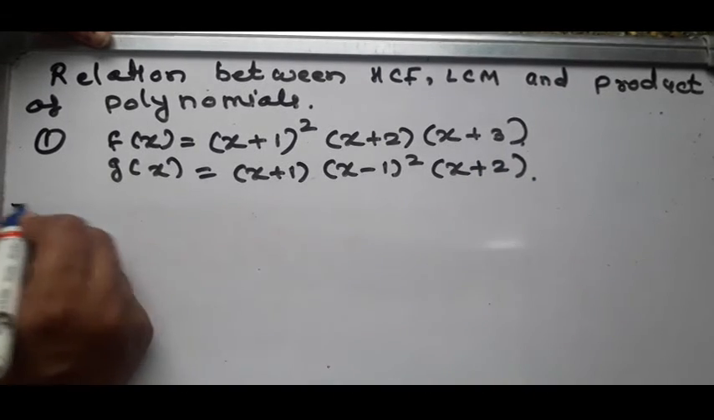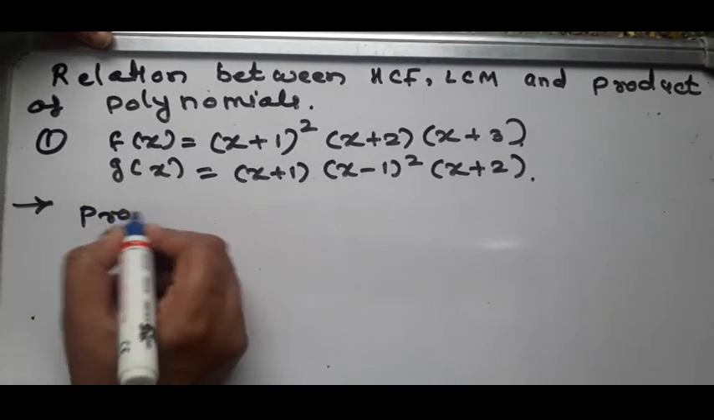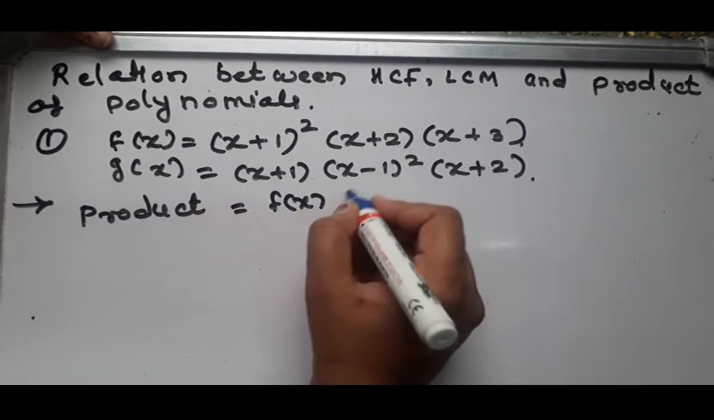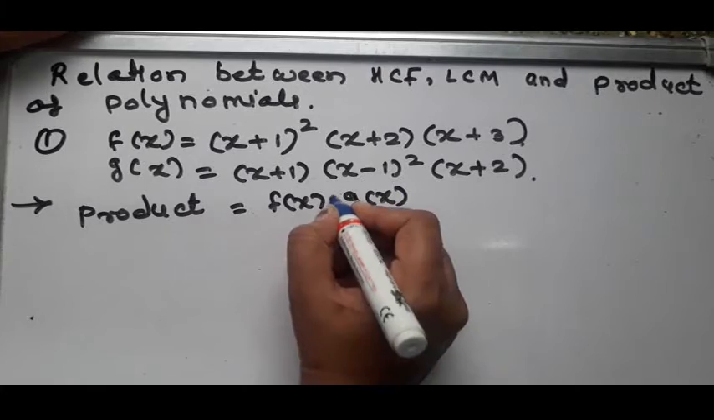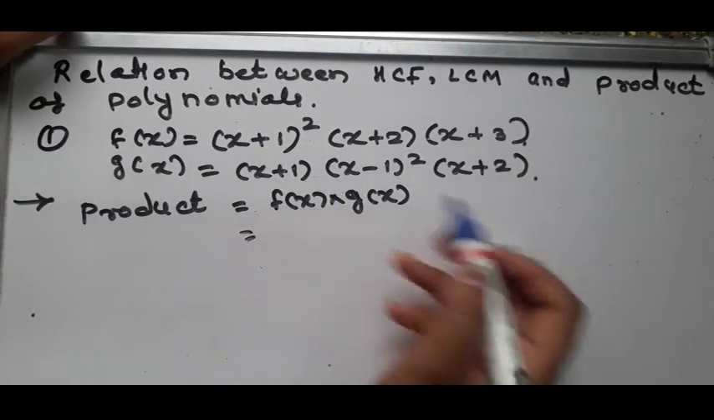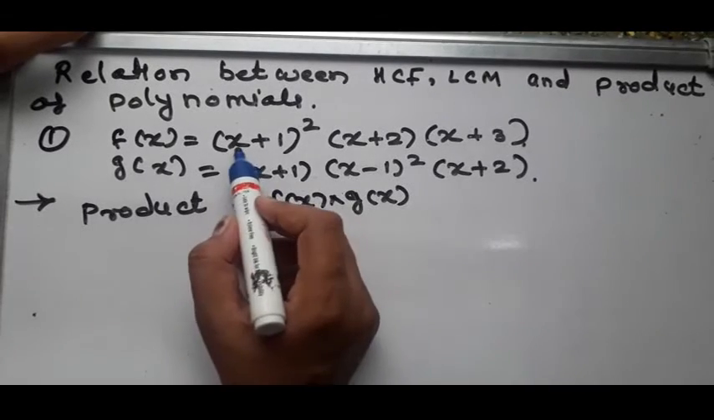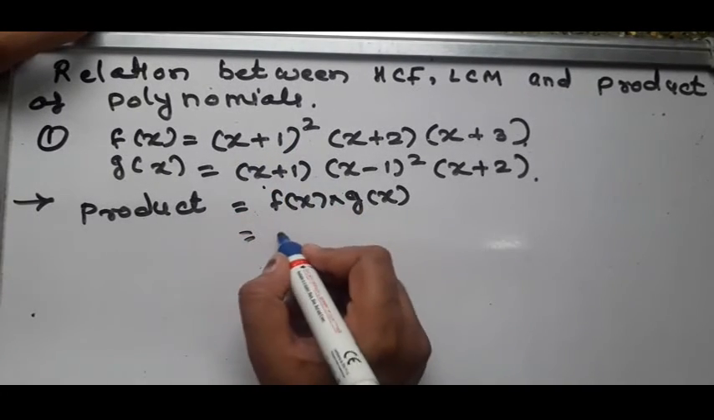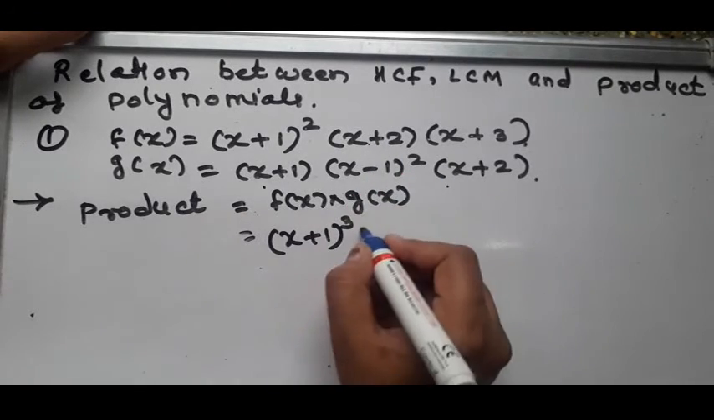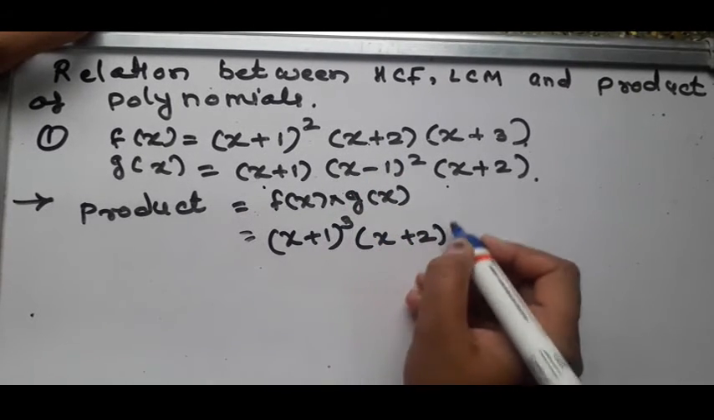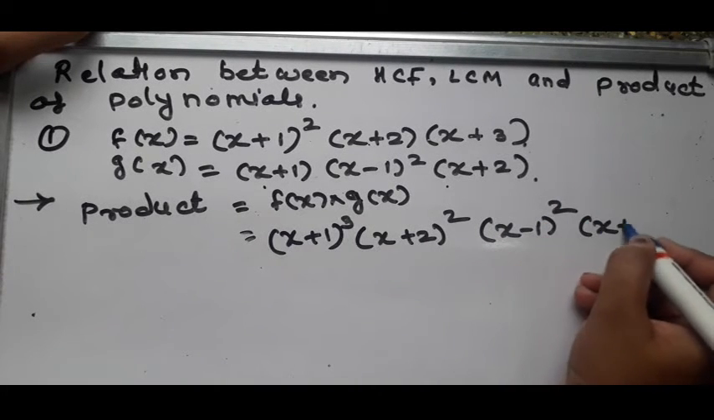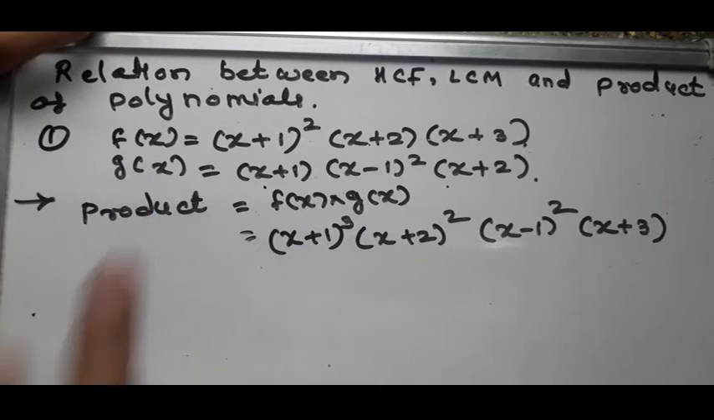Okay. Now the product will be the product of these two things. You will get f of x into g of x. That will be equal to, if you multiply, there is only a multiplication sign here, so it is easy multiplication. x plus 1 square into x plus 1 will become x plus 1 cube. x plus 2 into x plus 2 will become x plus 2 square. x minus 1 square multiplied by x plus 3. Okay, this is the product of these two terms.